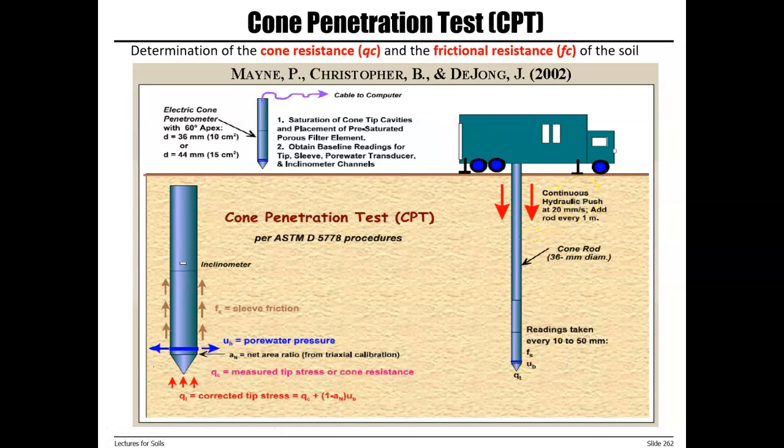For SPT, you need to make the boring. When you reach the layer, then you attach the split spoon sampler and do the SPT. So it will disturb our soil in the area. But CPT is a continuous test. There is no disturbance to the different layers of soil, and it measures cone resistance and frictional resistance of soil.